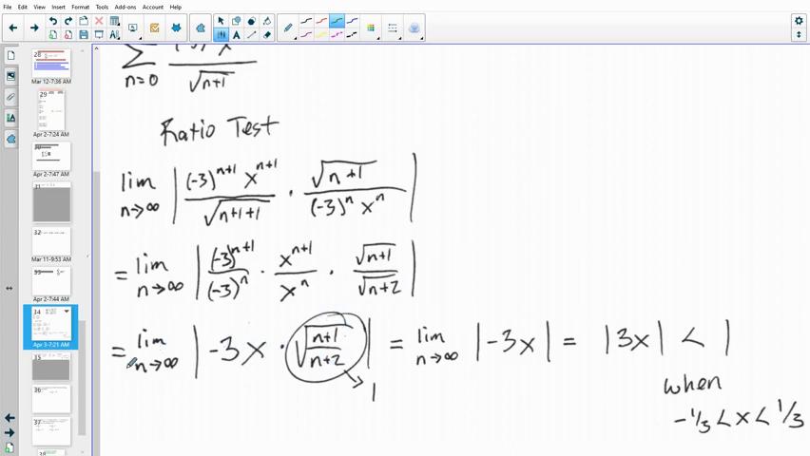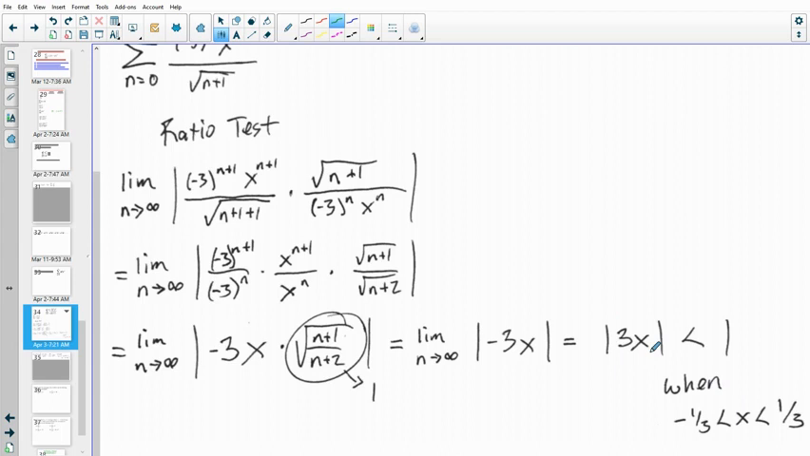This radical, as n goes to infinity, just goes to 1. The larger the value of n, the less the +1 and +2 matter. And so this ends up looking like 1. I guess I don't even need the limit notation here anymore. I've got the absolute value of -3x, and the absolute value means I don't care about the negative. In order for the ratio test to show us that it converges, this ratio must be less than 1. So if the value of x is between -1/3 and +1/3, that keeps the value of this less than 1.